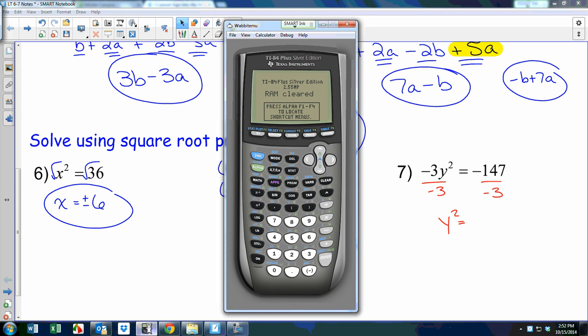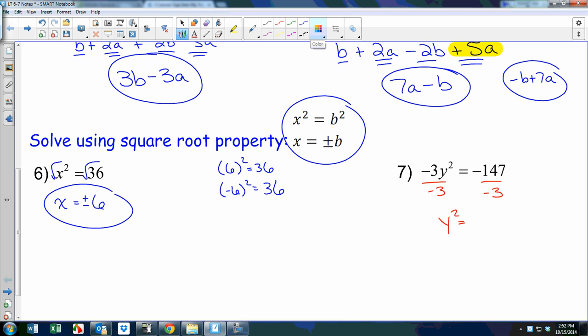I'll have to do negative 147 divided by negative 3. Yeah, you get 49. So y squared equals 49. And when you take the square root, don't forget that there are two numbers that y could have been, 7 or negative 7. So plus or minus 7. Two answers. All right, that's the review.